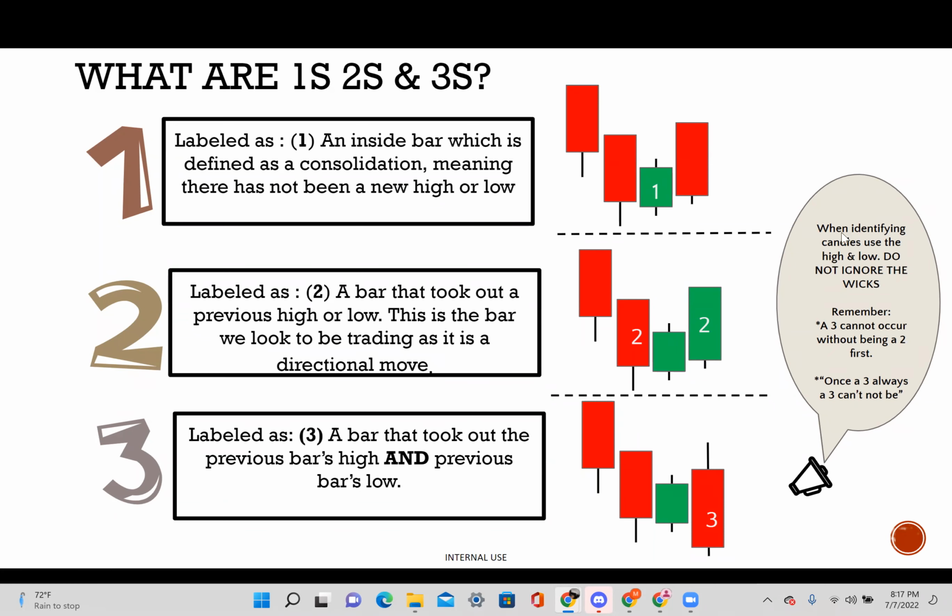So real quick, right here it says, when identifying candles, use the highs and lows. Do not ignore the wicks. As I was mentioning earlier, do not ignore the wicks when it comes to entry points and targets. Targets meaning go ahead and take profit, and entry point meaning enter your trade. And one other thing that's not on here is, let's say that we wanted to enter for calls when this candle right here broke. Well, it gapped up, right?